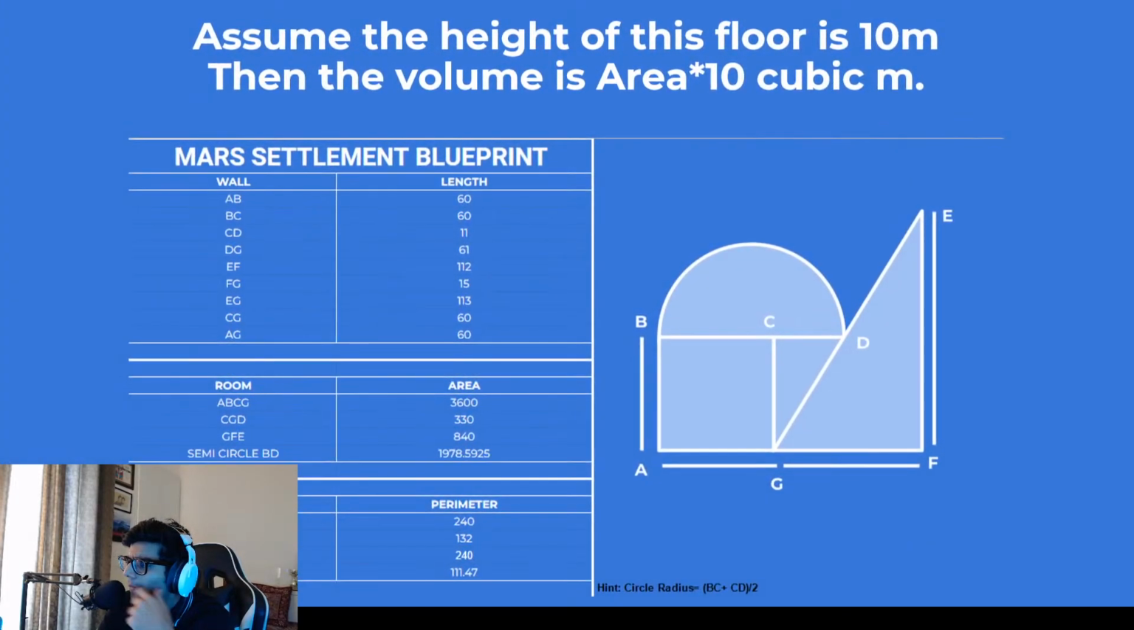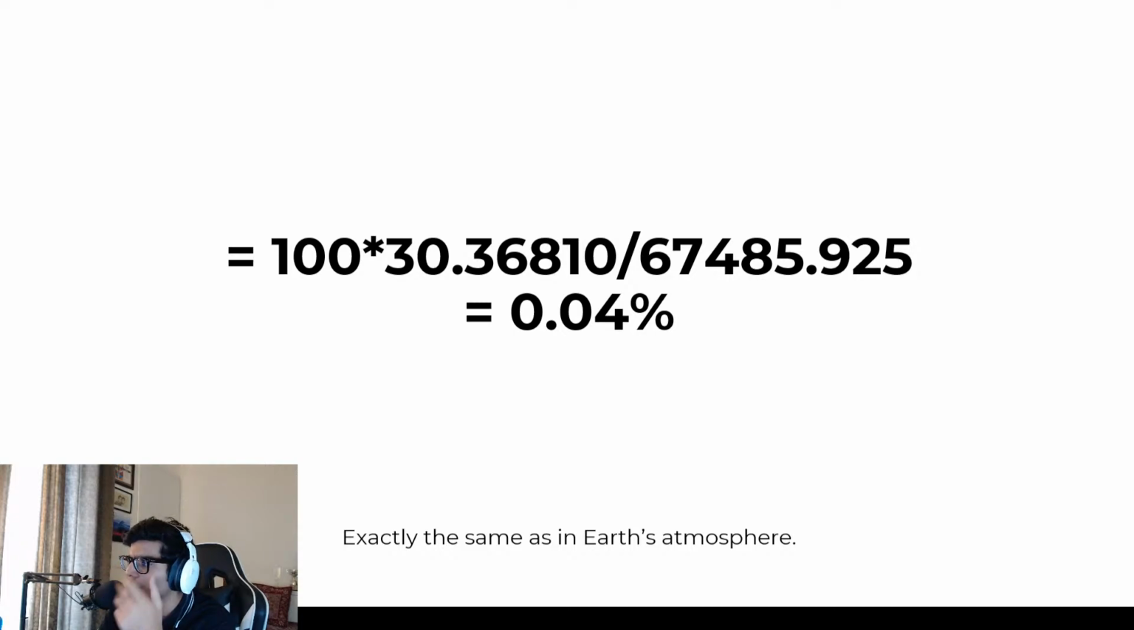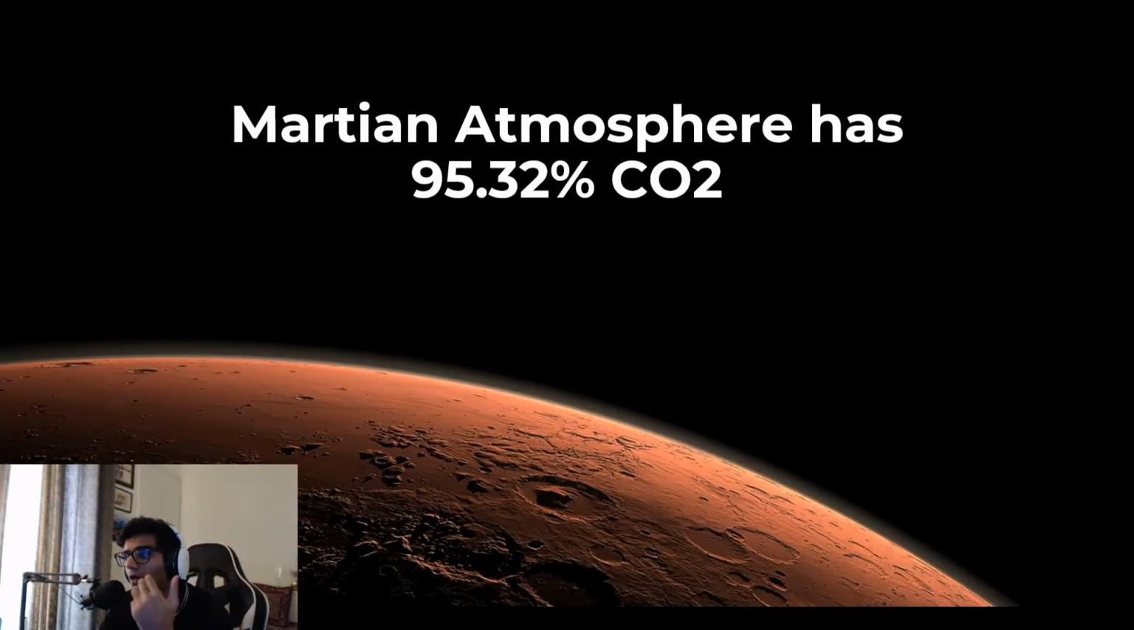All right, this is the structure of the room. What CO2 percentage is required? Martian atmosphere has 95.32% CO2, right? And on Earth, what percentage do we have, guys? What's the percentage of oxygen present on Earth? Can somebody tell us in the chat?